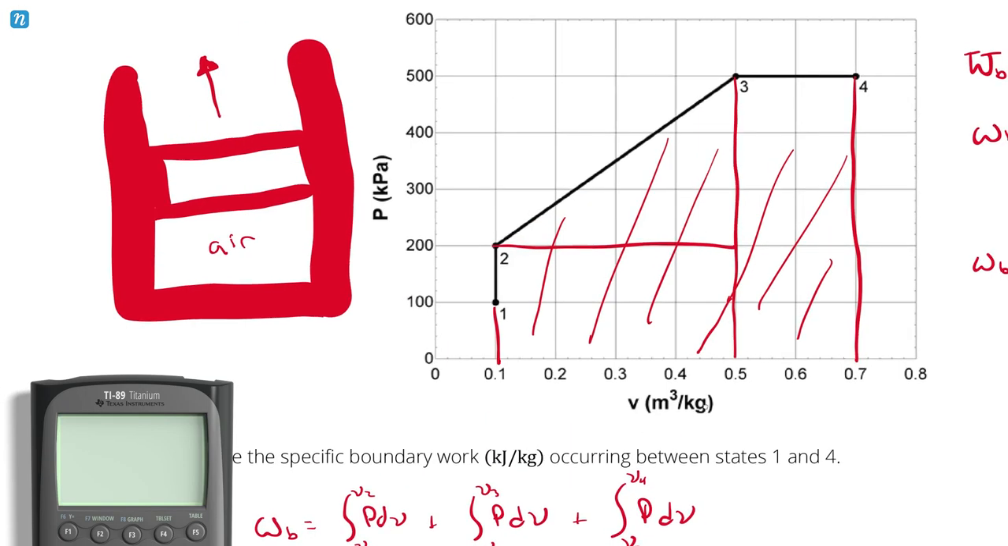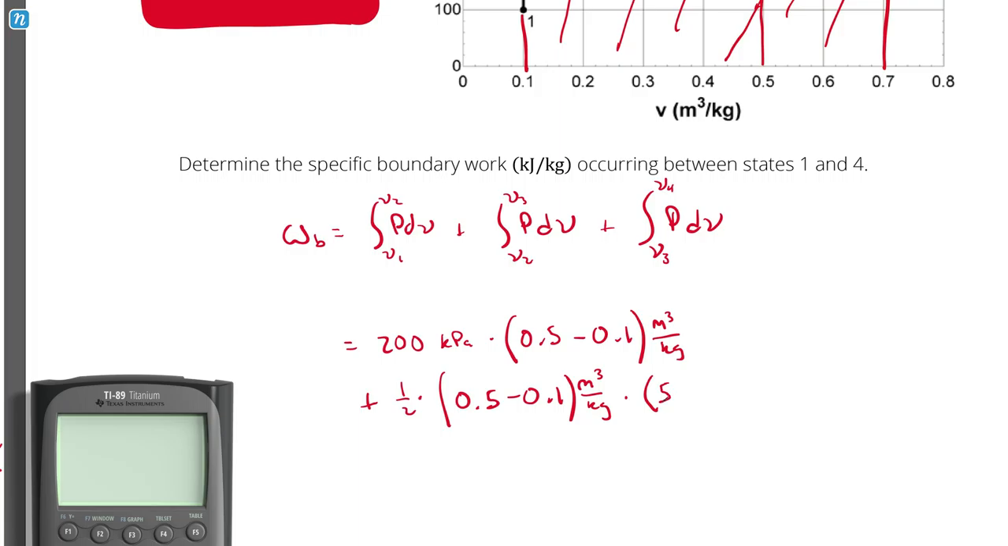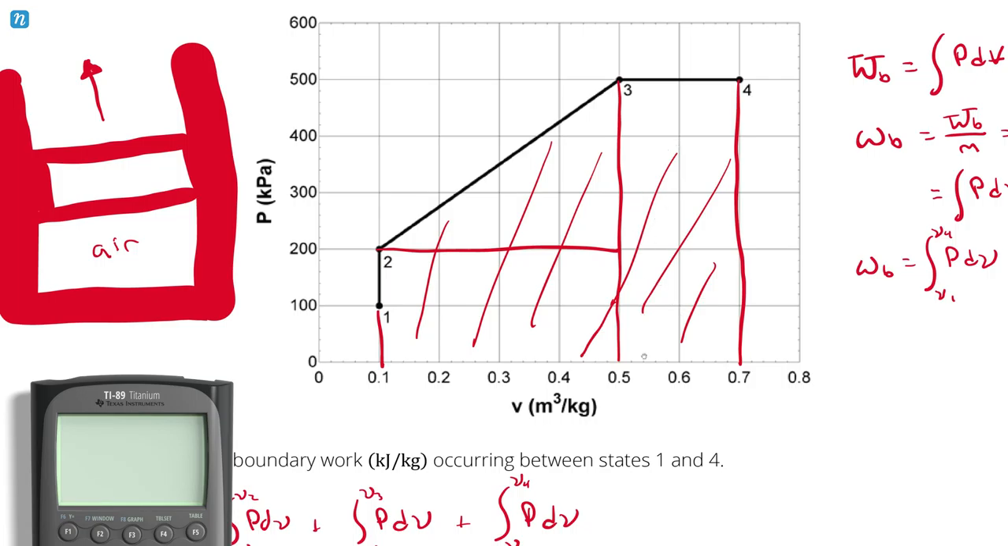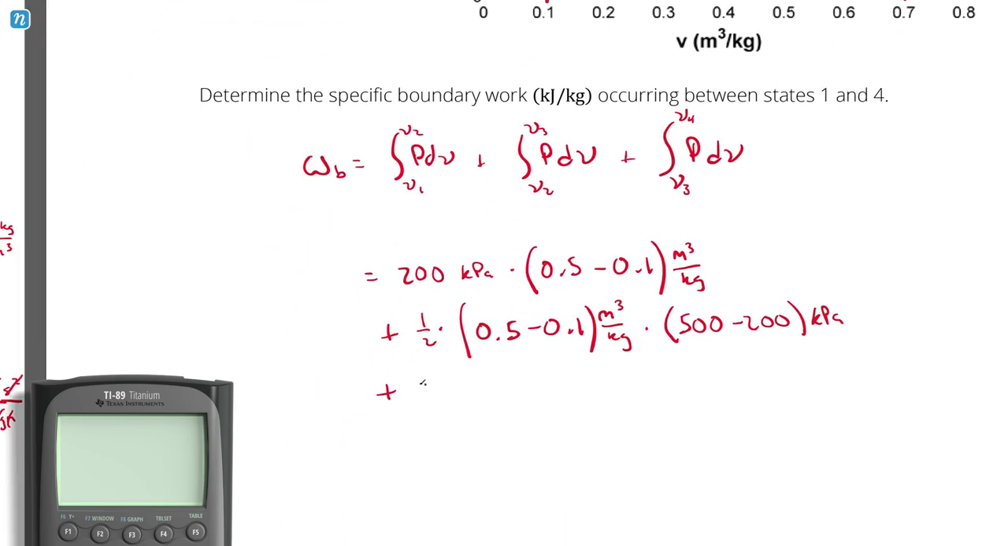And then the height is 500 kilopascals minus 200 kilopascals. Then plus the area of this rectangle over here. So this would be, just to be consistent, let's take 500 kilopascals times 0.7 minus 0.5 cubic meters per kilogram.